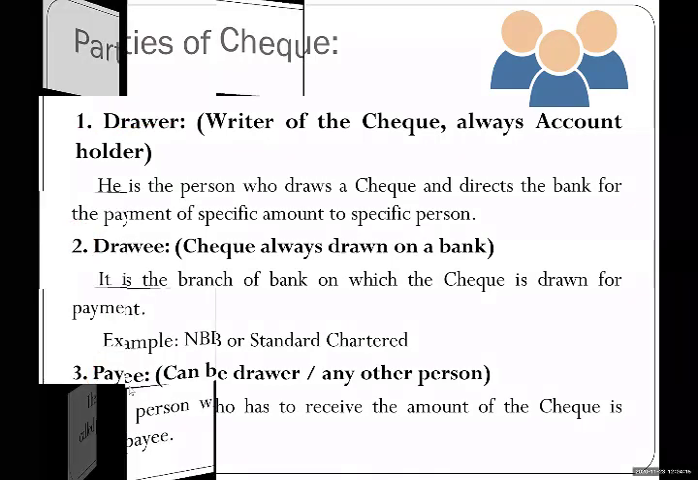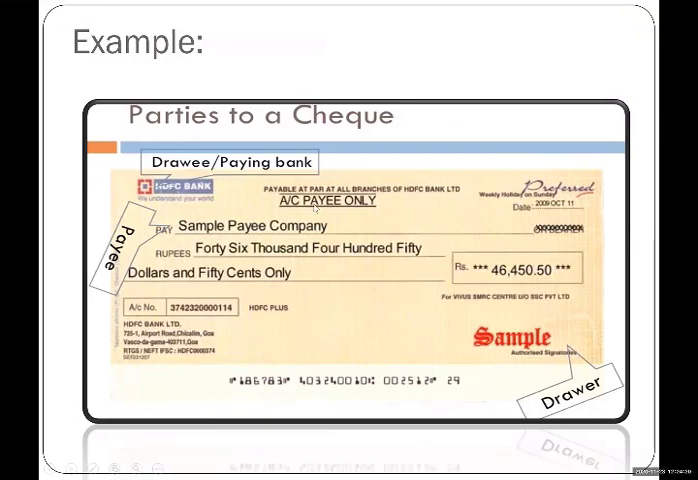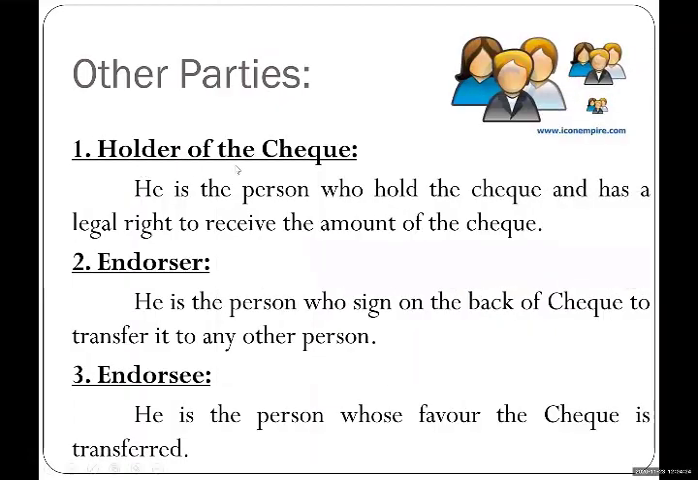Now, other parties of the check come in when the check is endorsed. That is, one is the holder of a check, the endorser, the person who is signing at the back side of the check, and the endorsee. The endorsee is the person in whose favor the check is transferred. So he is now the beneficiary. Endorsee becomes the beneficiary of the check.